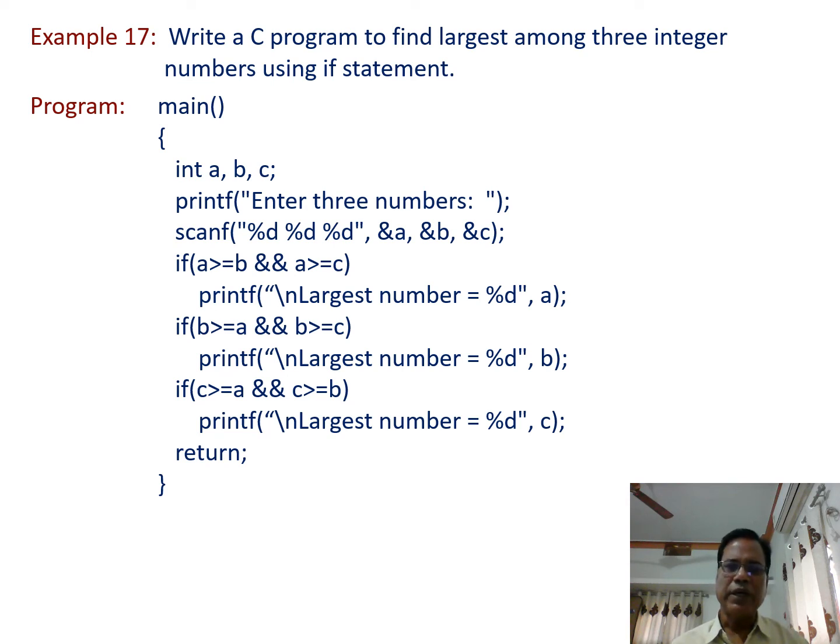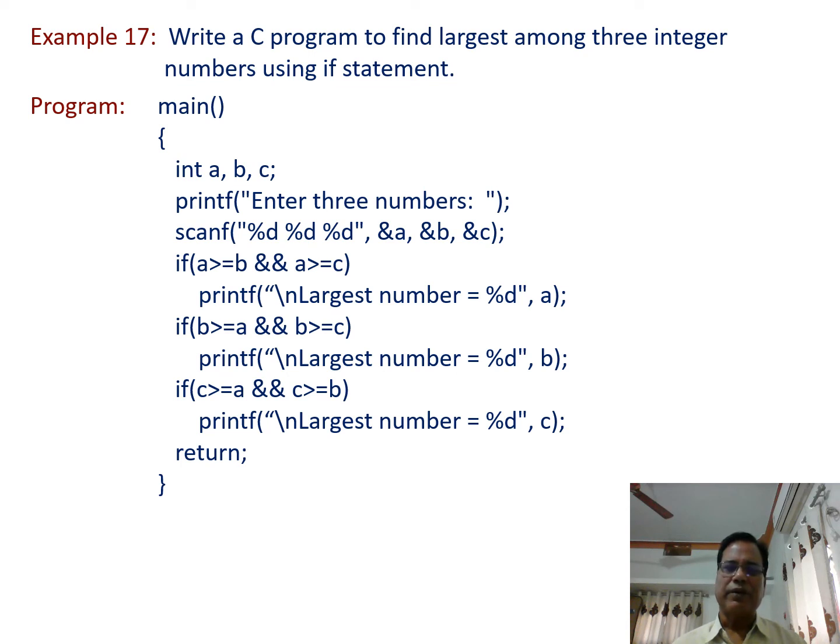So if a is greater than or equal to b, and a is greater than or equal to c, naturally, if these two conditions are true, then the output of the AND logic is going to be true. And when it is true, the statement of the if statement is executed, and we get 'The largest number is equal to %d'. So the value of a gets printed.